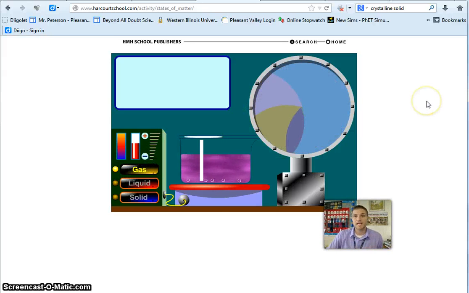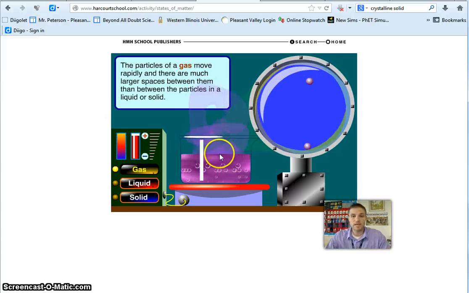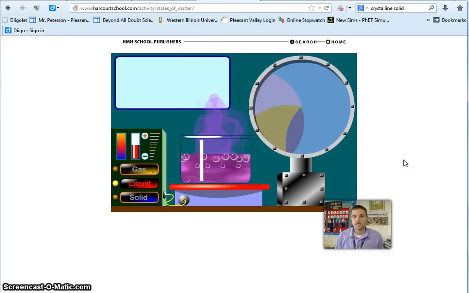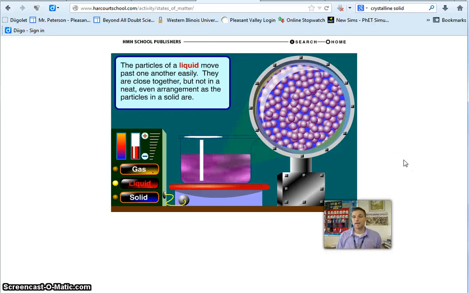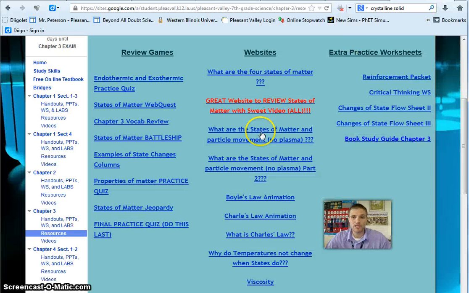I click on gas and I speed up the process again. The temperature goes up and now I have some heat going through. While this is happening, I can notice those particles moving around. They're free. They're moving however they want. They're moving all over the place. So I can see that happening. This animation unfortunately does not have plasma, but it's not the only animation that we have on the website.